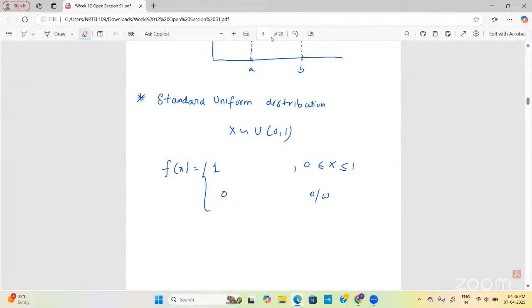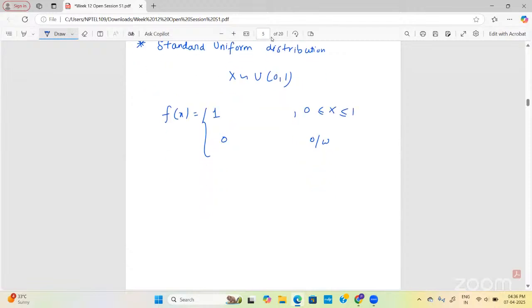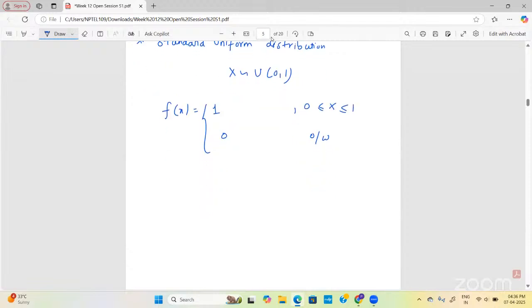And if you want to check whether this standard uniform distribution is valid or not, you can use the properties of PDF and verify it. The first property is that the PDF, f(x), should always be greater than or equal to 0, which you can see, since it is either 1 or 0. The first condition is verified, right?